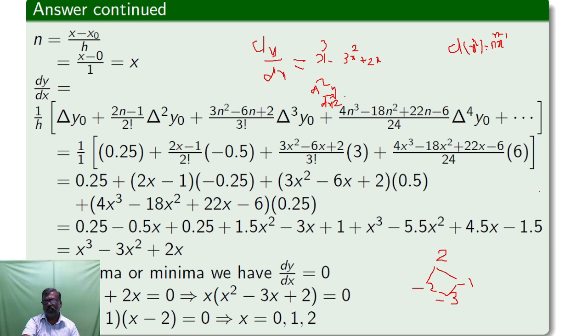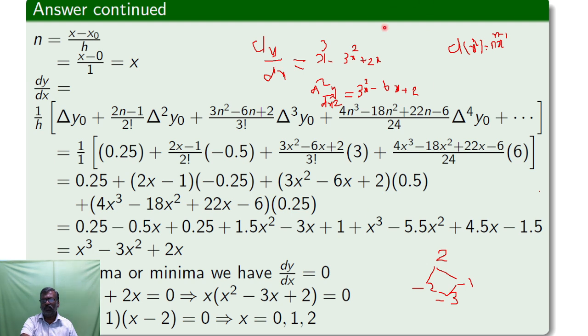Take the differentiation for this. For x cube, the differentiation is 3x squared. For 3x squared, the differentiation is minus 6x, and for 2x, the differentiation is 2. So we are getting the second order derivative. Now you have three x values: x equal to 0, x equal to 1 and x equal to 2.